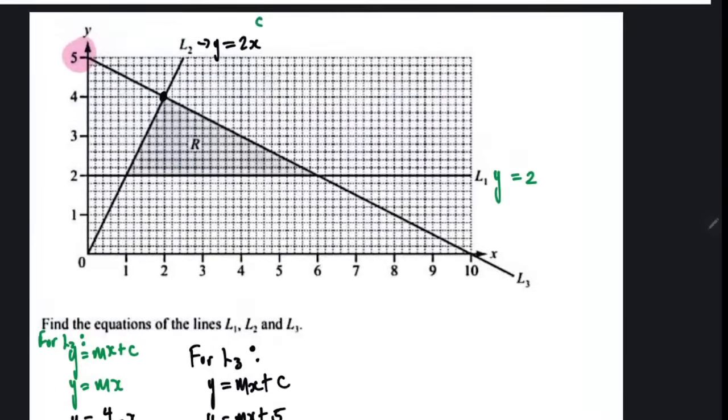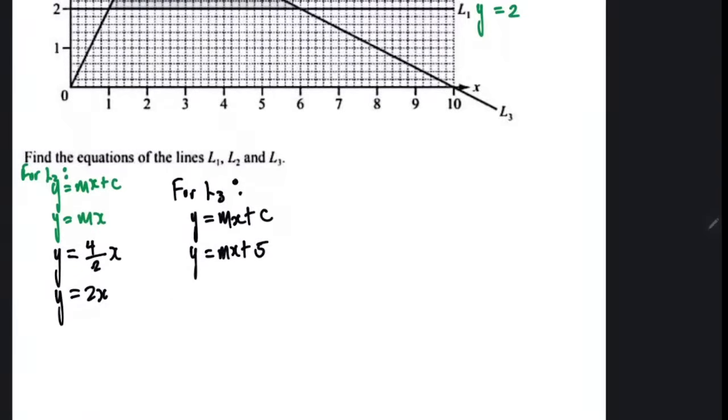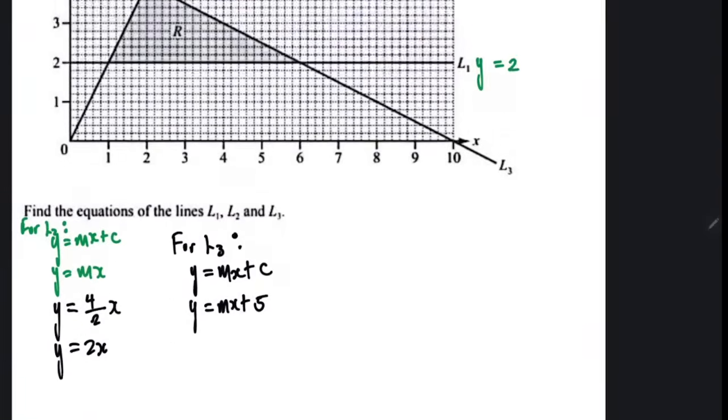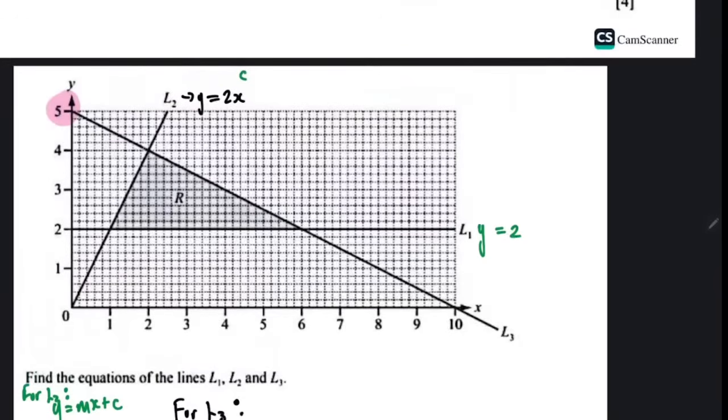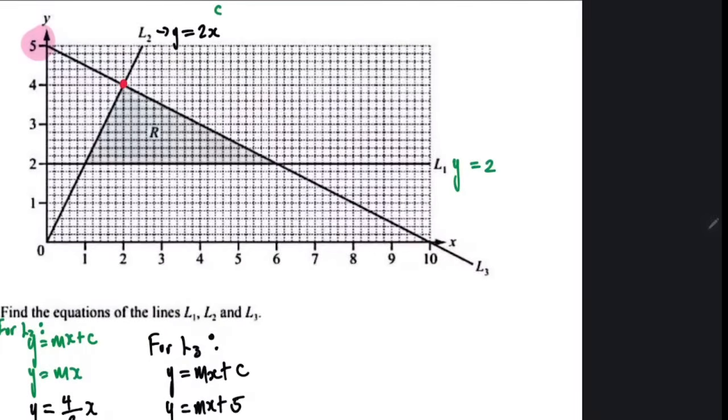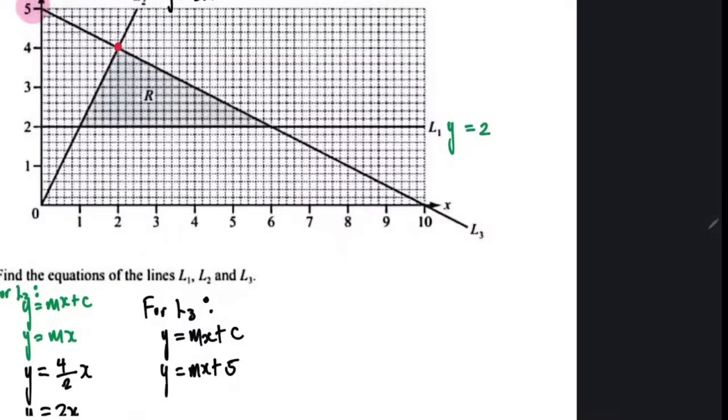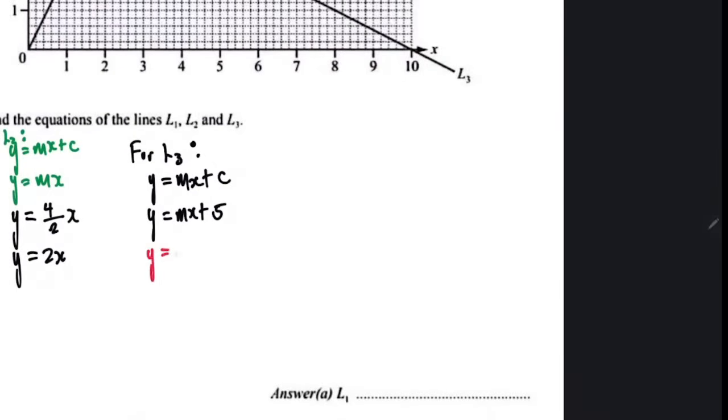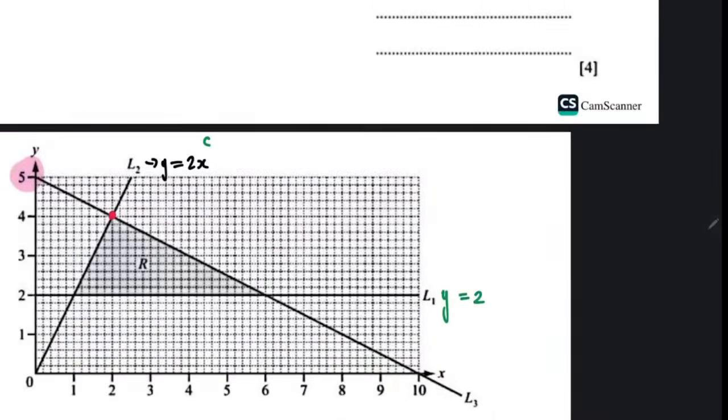Then now we need to find the m. What do we do? Pick a point. Let's say this one. Now you see that this line is going down. Everybody can see that. So that means it's going to be negative. So we're going to have y equal to negative. Now we need to find your m. How many steps does it move? Let's say we start from here.